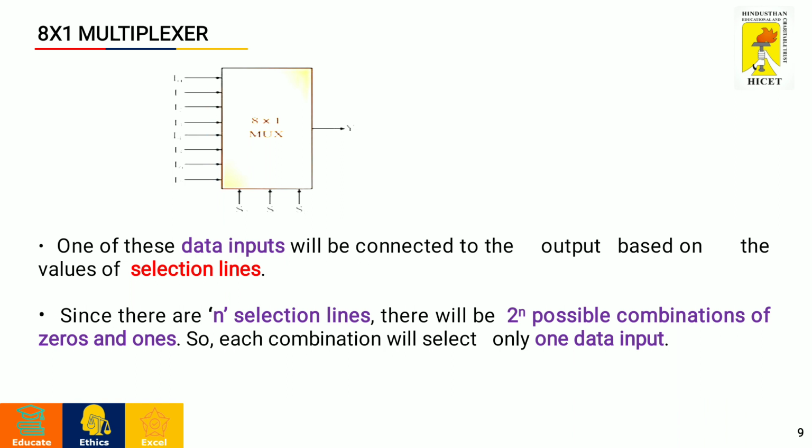One of these data inputs will be connected to the output based on the values of the selection lines. Since there are n selection lines, there will be 2 to the power of n possible combinations of zeros and ones. Each combination will select only one data input. If you write the truth table for the 8 cross 1 multiplexer, with selection lines S0, S1, S2 as 0 0 0, then I0 will be selected. If the selection lines are 1 0 0, I5 will be selected.